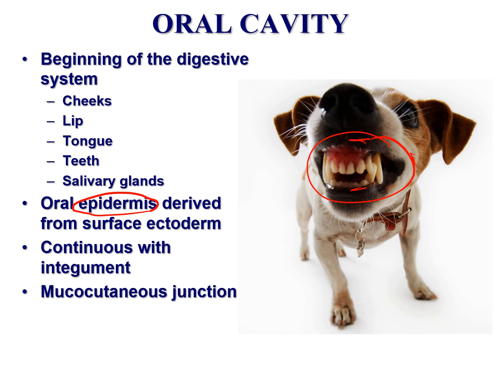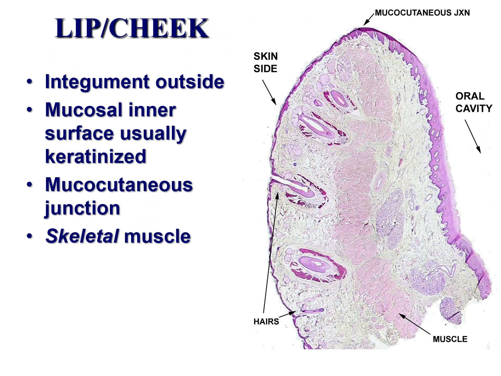We can see here the area of the junction between the lips and the skin. We can see the skin with the hair, and this area we call the mucocutaneous junction. This is the area of the junction between the mucosa and the skin. Here we have the lips, and this is the area of the oral cavity. This epithelium is the mucosa. Outside we have the skin and the hair follicles.